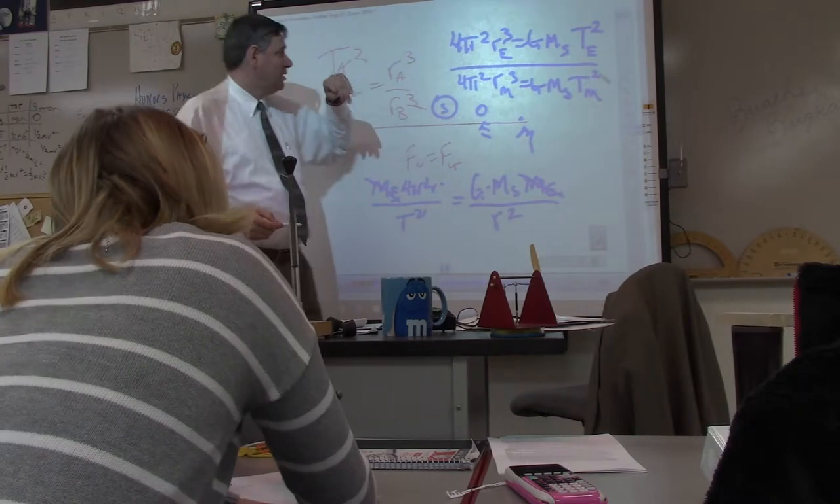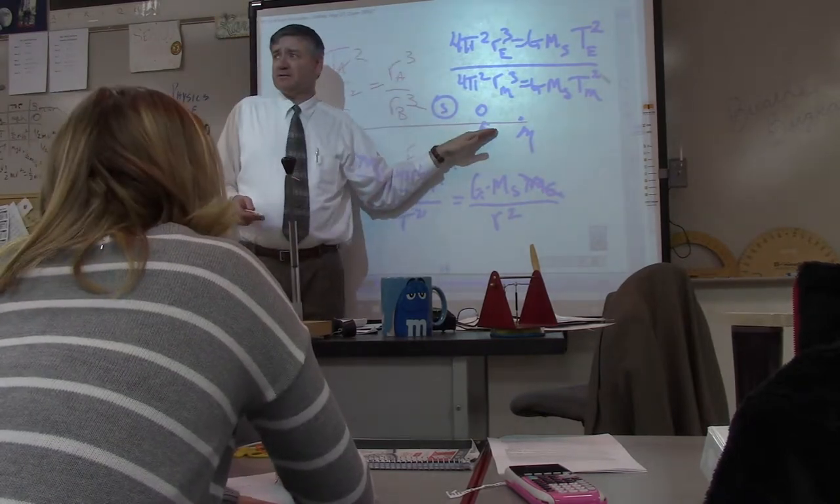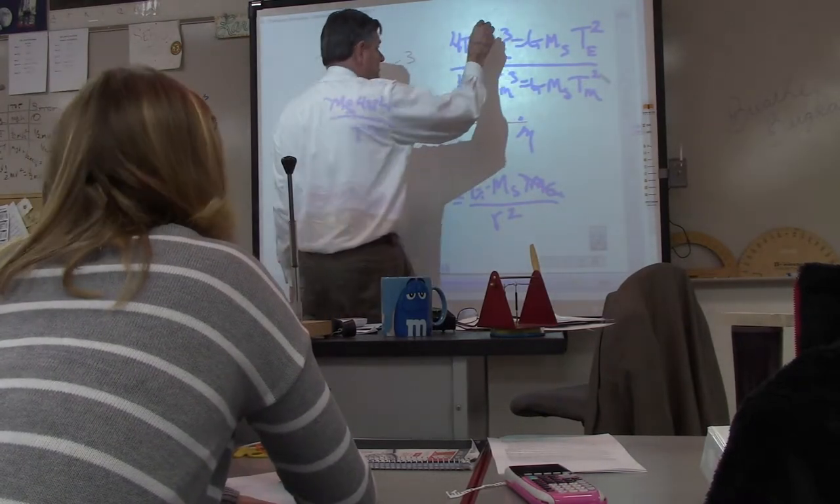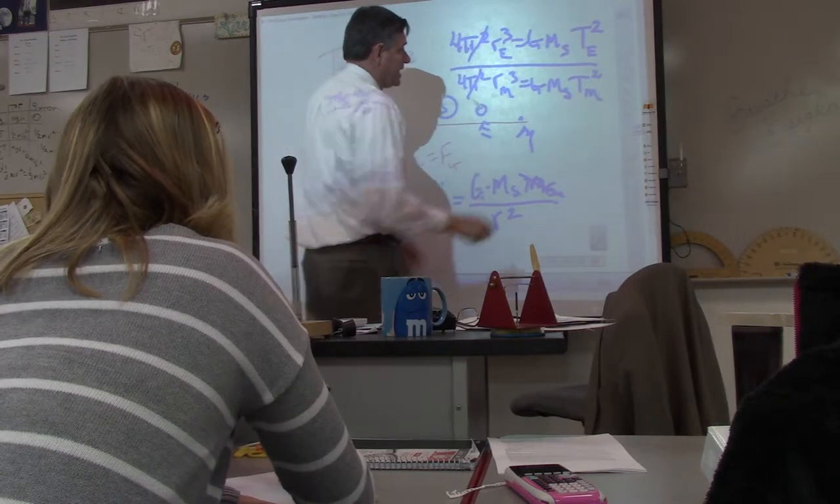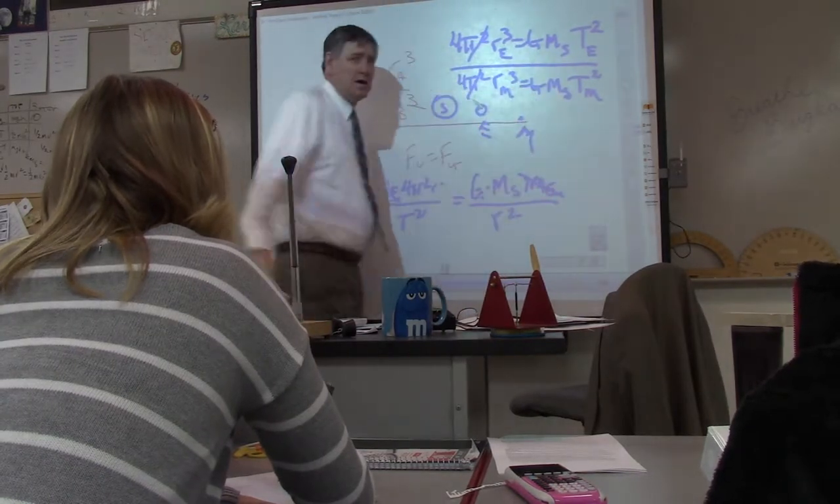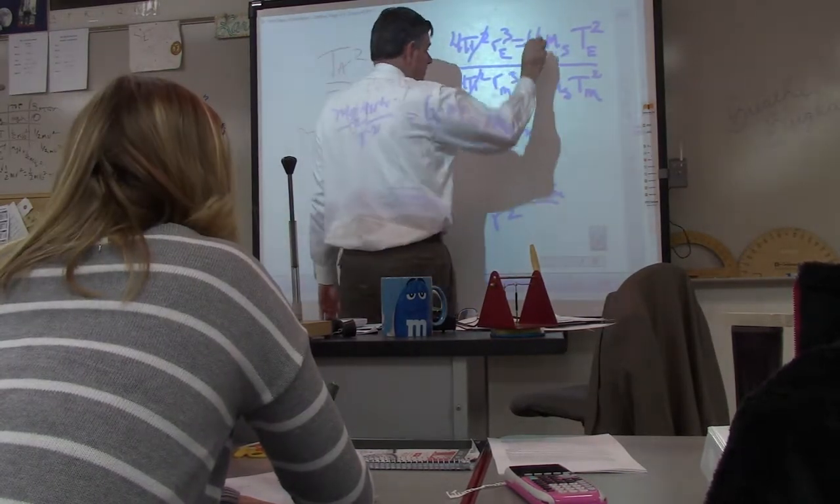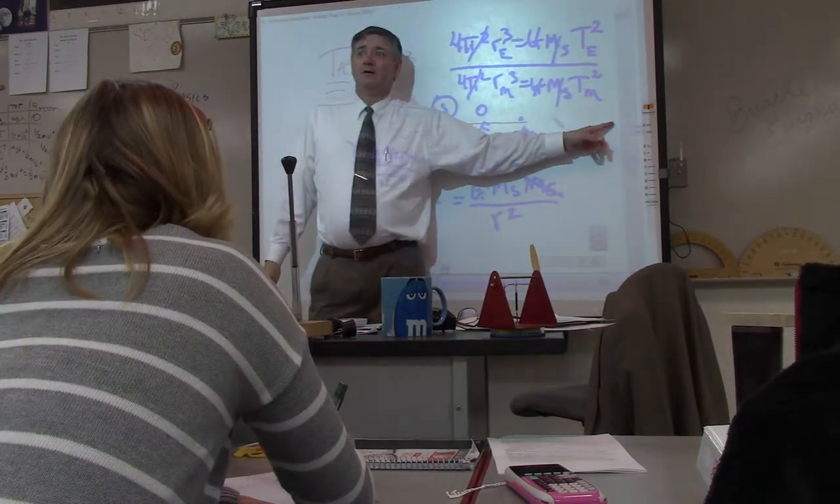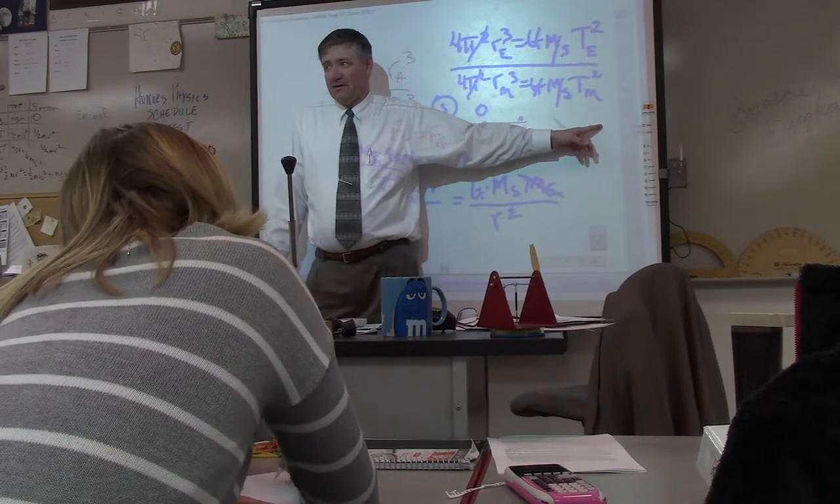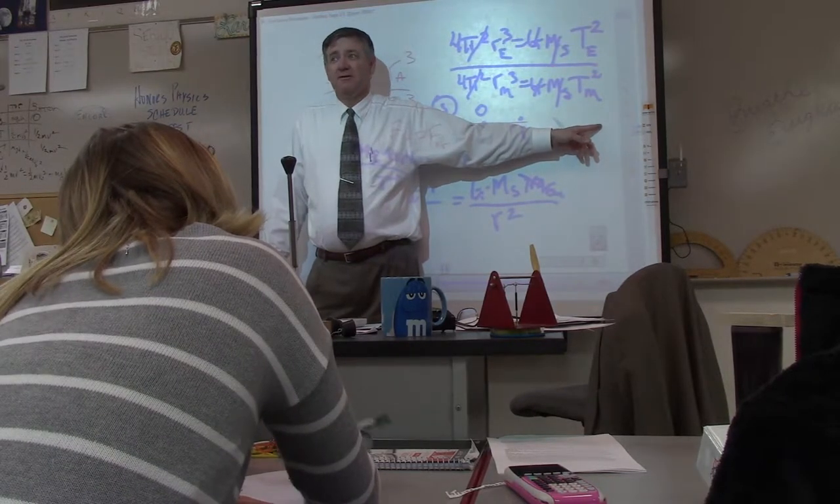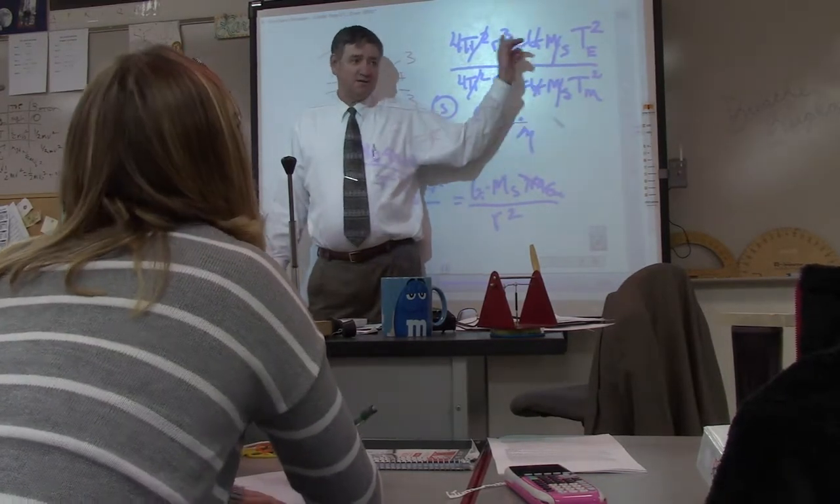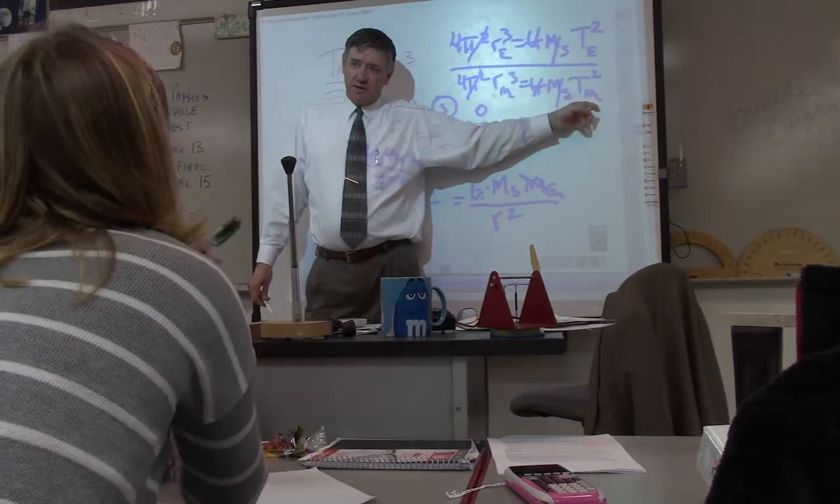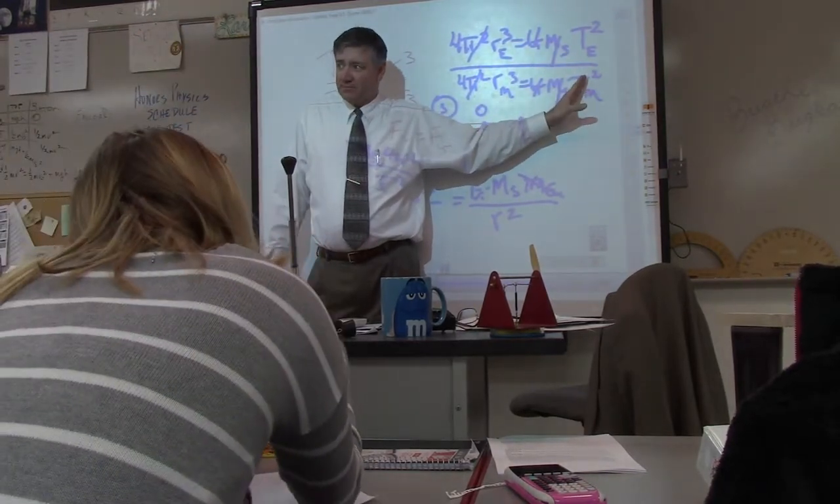That's kind of cool. Well, what happens to the 4 pi squareds? They all cancel out. What happens to the big G and the mass of the Sun? They all cancel out. What are you left with? Wow. Kepler's third law. Okay? So Kepler's third law is proven by Newton's laws of planetary motion.